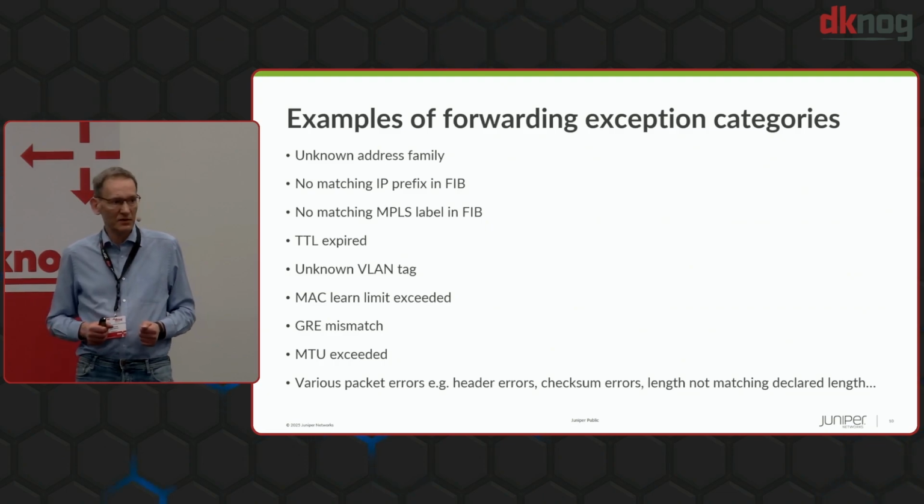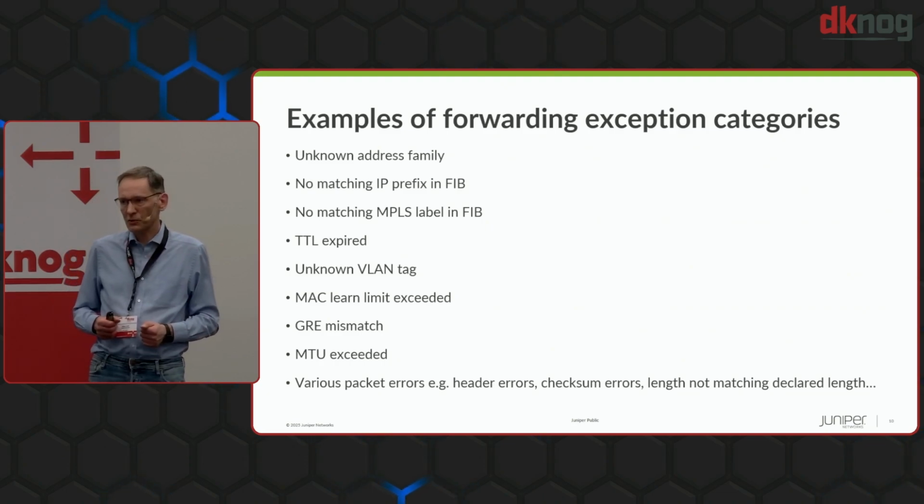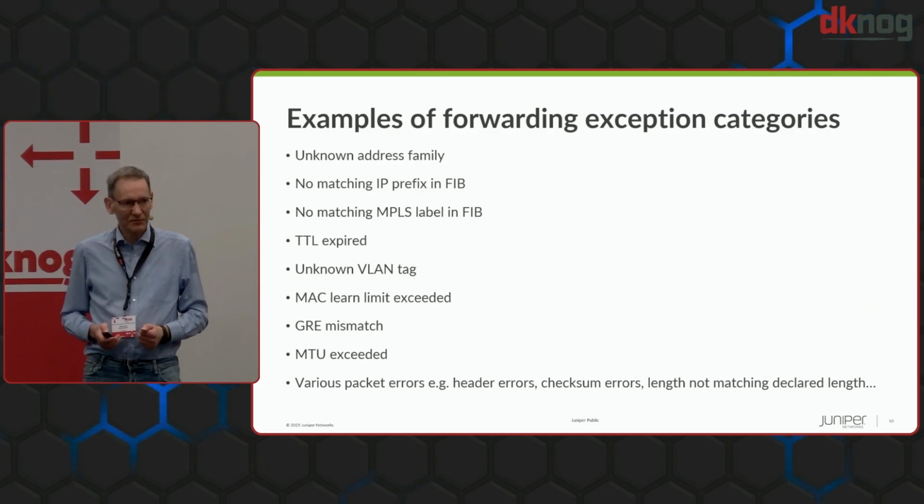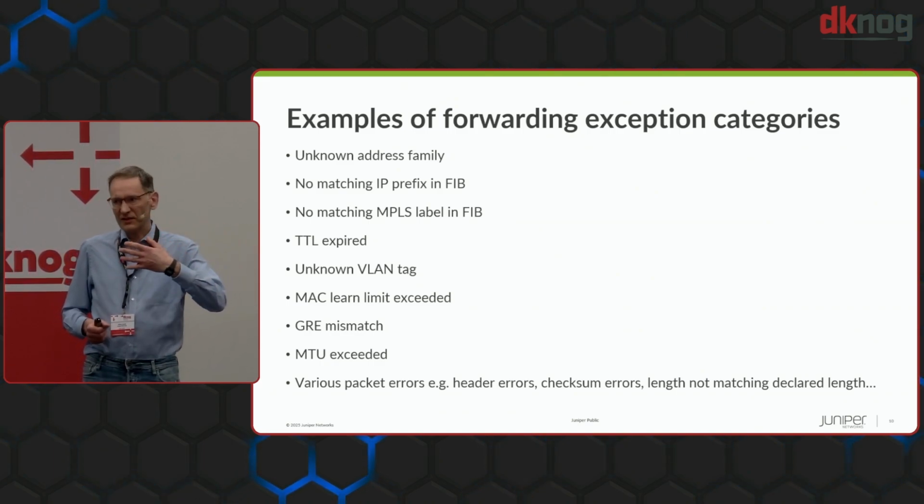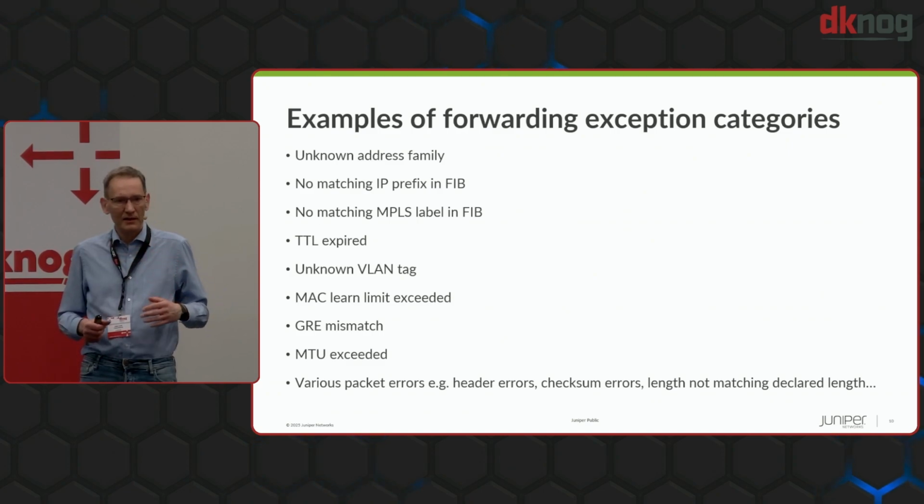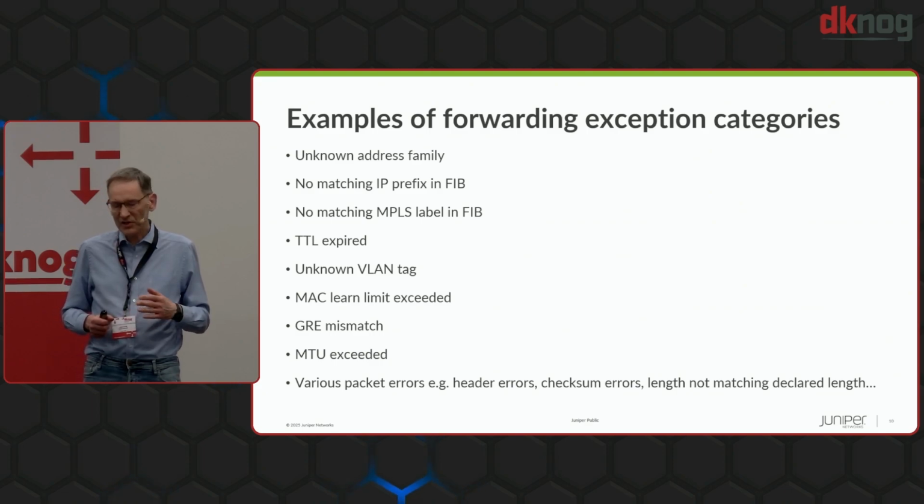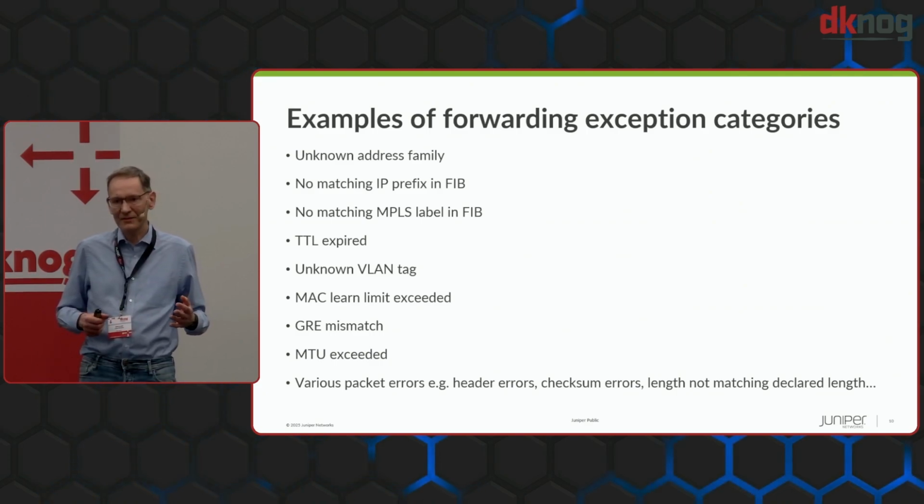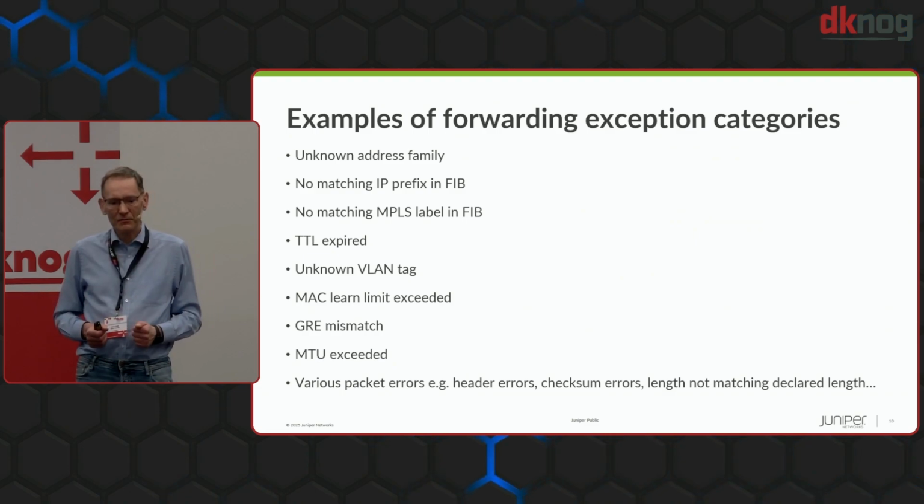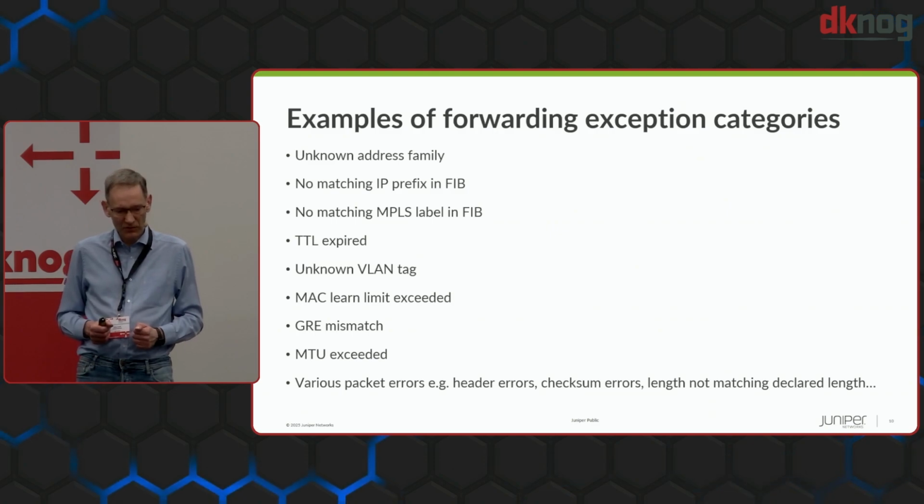TTL expired could be due to transient micro loops or permanent loops if somebody's got static routes pointing at each other incorrectly. Some layer 2 things, unknown VLAN tags. So a packet arrives at an interface with VLAN tag 101, and that's simply not been configured on that interface. And then some things, if you're doing bridging or EVPN, MAC learn limit exceeded. So you've actually blown the MAC limit that's been configured, and so those offending packets will be dropped, of course.